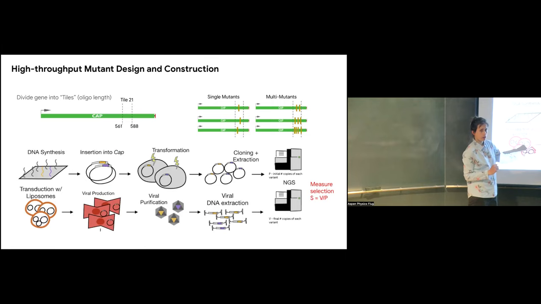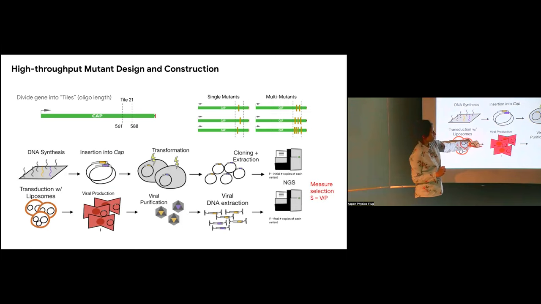And then you do an experiment, you put them through a round of viral replication, and you ask how many copies of each variant made it at the end. So you want variants where the number of copies has increased in a competition between all the variants, and you want to find the winner. Okay, so we're going to measure selection, which is the ratio of the final number of copies to the initial number of copies. That's the thing that we measure.